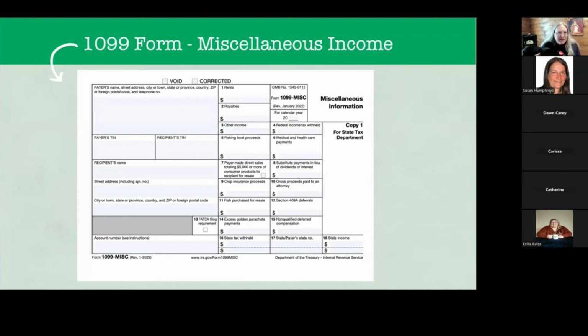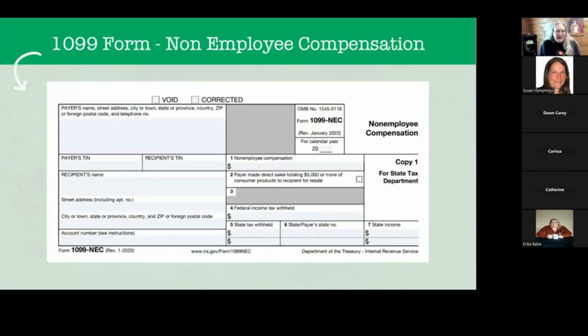Fish purchased for resale. Section 409A deferrals, excess golden parachute payments. I have never seen that box filled out on any 1099 that I've done or reviewed. Non-qualified deferred compensation. And then if any state taxes or anything were withheld, that would go in boxes 16, 17, and 18. And here's the 1099 NEC.